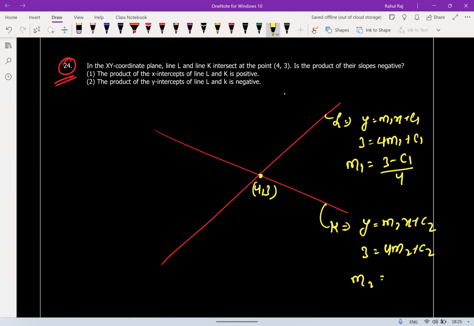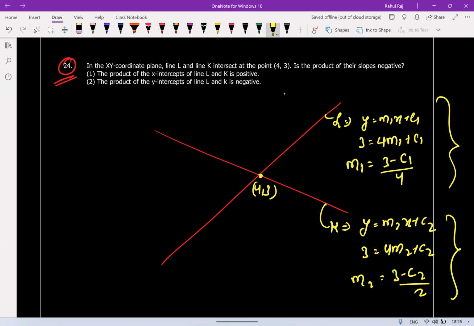What is m2? That is 3 minus c2 by 4. These are all derivations I have done just by reading the question. This is what I can think of. That's all. Now, I don't know whether this is the information that will come into my use or not, but this is the max that I can think by reading the question. That's as simple as it is.